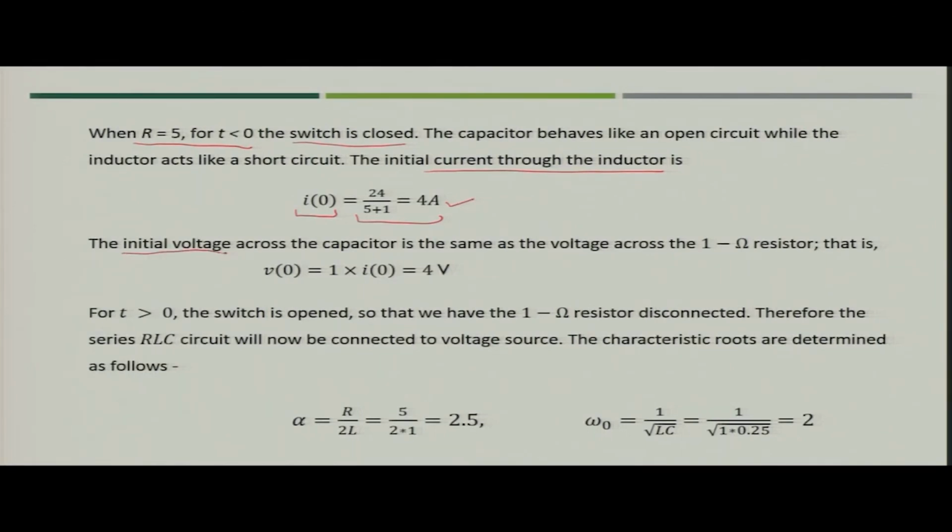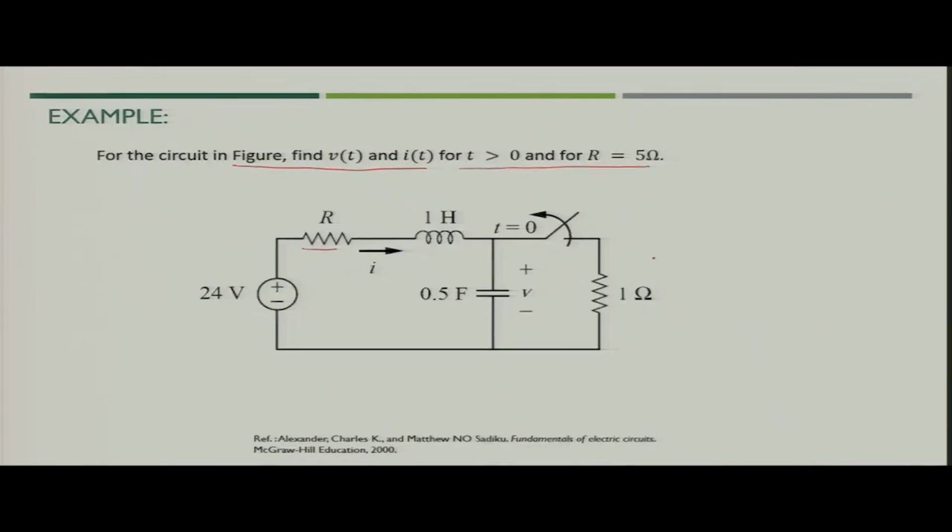Now, the initial voltage across the capacitor would be the same as the voltage across the 1 ohm resistor, as you can see from the figure. So, we need to find the value of the voltage across the 1 ohm resistor, since we know that the current flowing in the circuit is 4 ampere, which we just calculated.